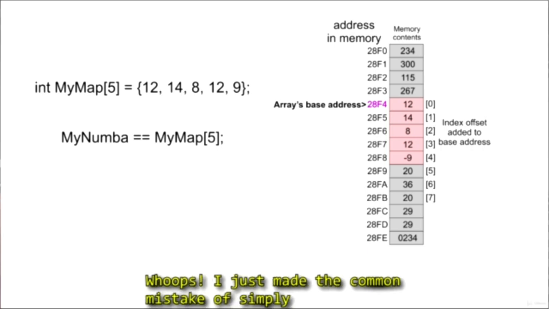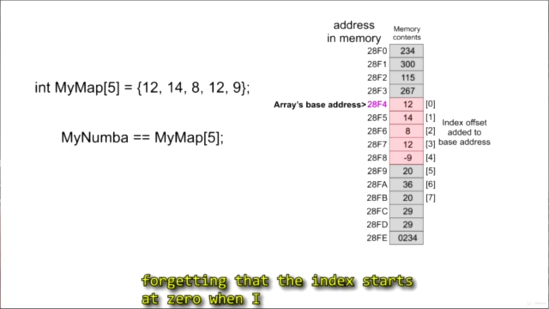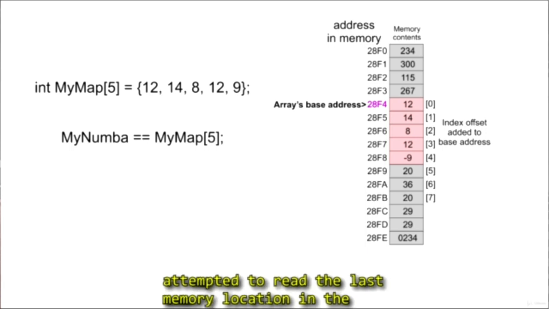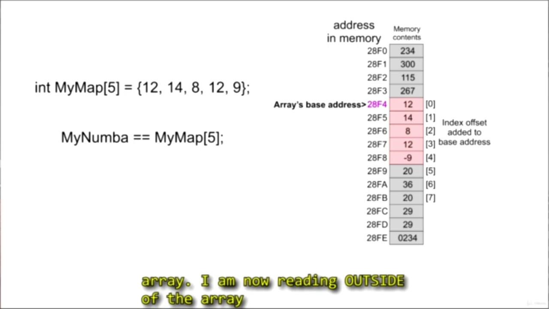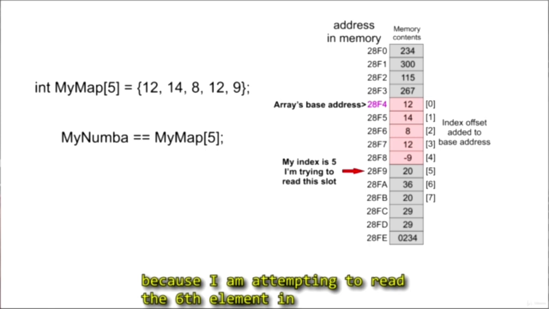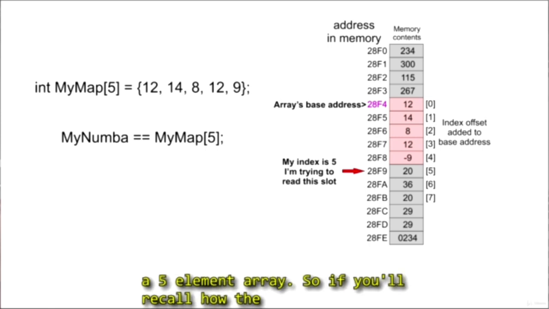Whoops, I just made the common mistake of simply forgetting that the index starts at 0 when I attempted to read the last memory location in the array. I am now reading outside of the array because I'm attempting to read the 6th element in a 5-element array.